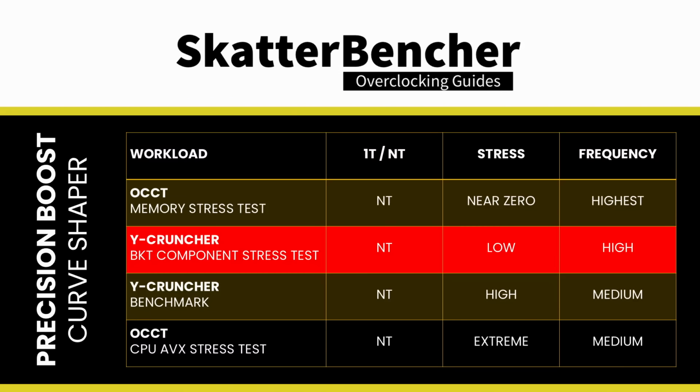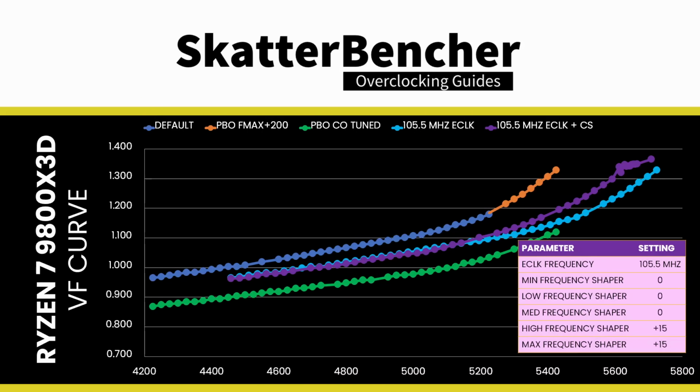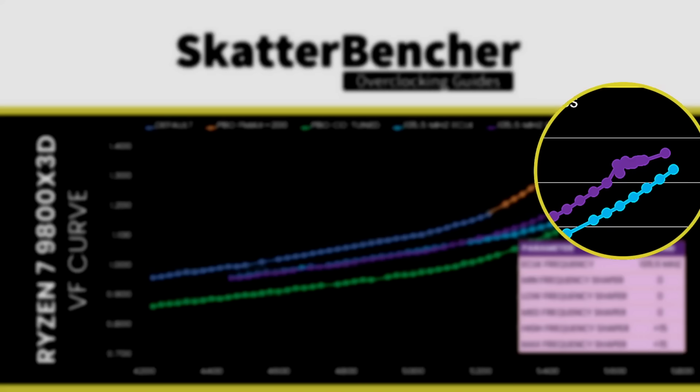Here I found that the first workload to show signs of instability was yCruncher BKT. This is a light all-core workload that boosts the frequency very high. I found it tricky to get stability over 5.5 GHz even with significantly higher voltages. Here's the resulting curve with an E-clock frequency of 105.5 MHz and a high maximum frequency curve shaper of +15. You can see the curve starts to diverge from the base E-clock curve at about 5.2 GHz.